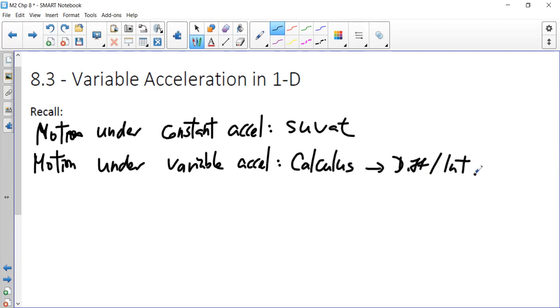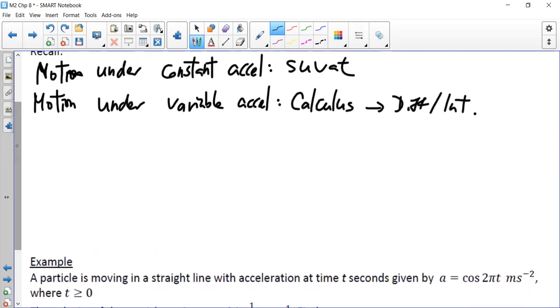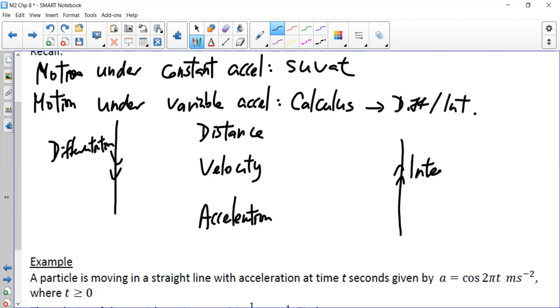Okay, right. So there are three main variables in SUVAT. The first one is about distance. The second one is about velocity. And the last one is about acceleration. Now, I deliberately write in this format because if we're going that way, downwards, it's about differentiation. And going upwards, it will be integration.